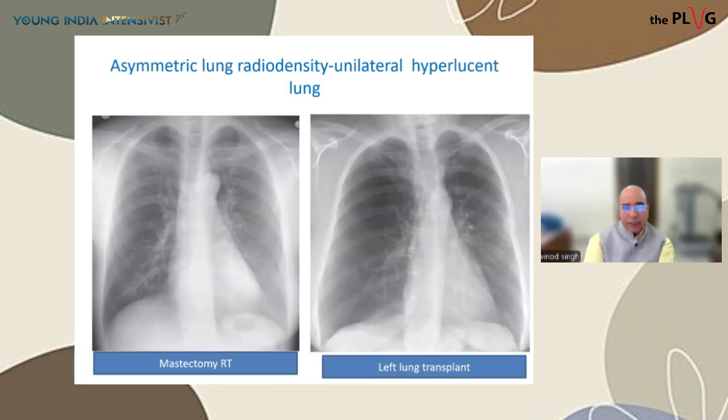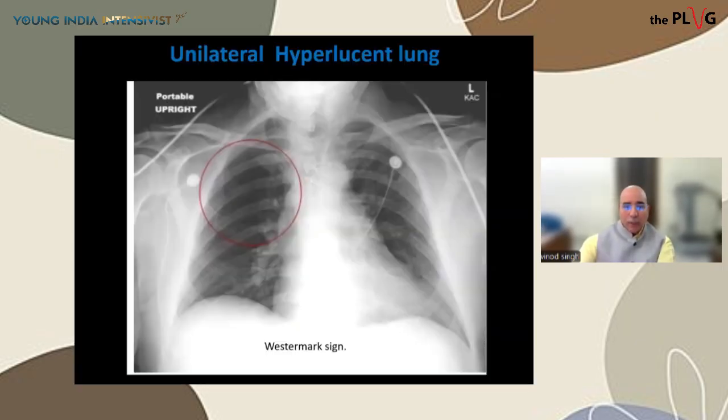In this X-ray, you can see there is a right-sided mastectomy, and second one, on the left side, there is a left-sided lung transplant, and there is a compensatory hyperinflation on the right side. Because of the right-sided mastectomy, the right-side soft tissues are absent, so the right lung is looking more black. It is not hyperinflated; because of the absence of the soft tissue, it is looking black. However, in the other one, where there is a lung transplant, there is a hypertranslucency because of the hyperinflation of the right lung.